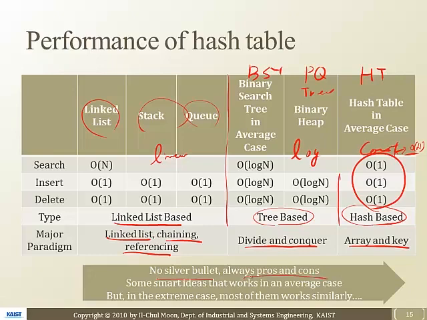There is no silver bullet, always pros and cons, and some smart ideas that work in an average case. They are just smart ideas, and they don't always work, but in the average case, they actually work. In extreme cases, most of them work pretty similarly. We already saw that a BST can be order of n if the right-hand side is always being referenced. The same thing can happen in a hash table. So in extreme cases, all the bad things can happen, but in average cases, these better ideas actually improve the time efficiency.